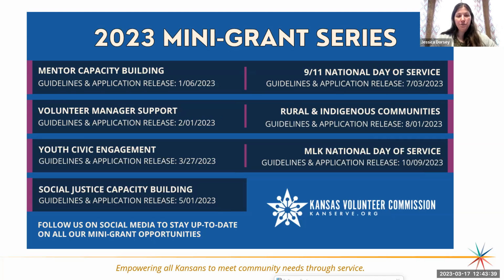Additionally, we are gearing up to release my favorite of all of our mini grants. Not to be biased, but the Youth Civic Engagement Mini Grant is going to be releasing on Monday, March the 27th. This mini grant will offer up to $5,000 per application for youth-led and youth-initiated civic engagement projects, or to fund professional development or training so that educators better understand what youth civic engagement is and why it is important. We're really excited for this. It's always our biggest mini grant of the year. We have over $50,000 earmarked for this mini grant series, and I'm hopeful that we'll have a number of high quality applications.